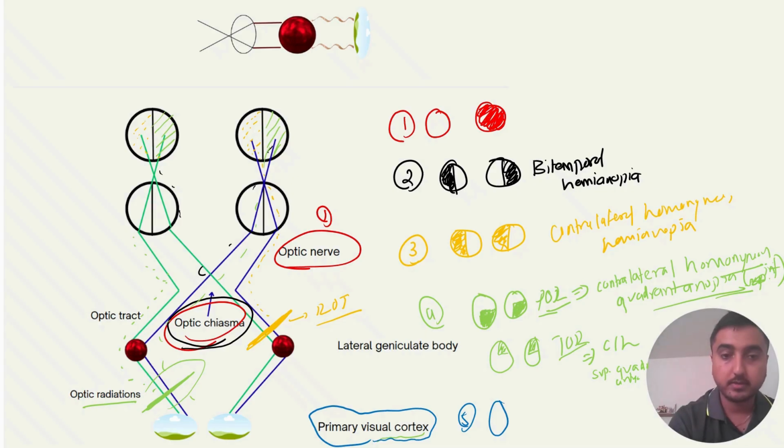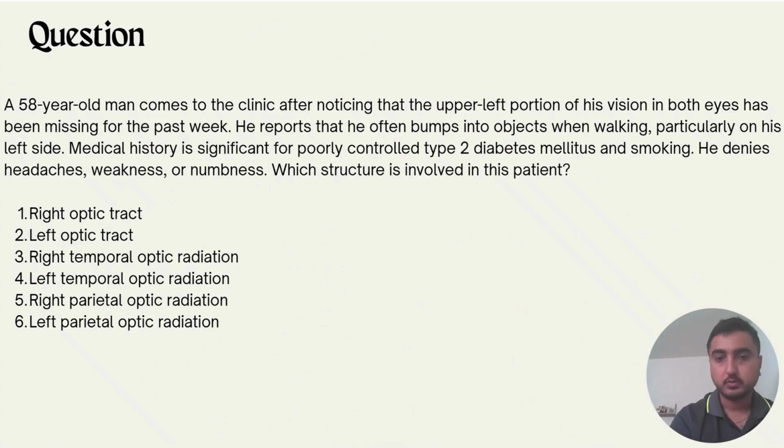So if we have the involvement of right visual cortex, then we'd be losing the visual field on the left side, so we'd have contralateral or left-sided homonymous hemianopia with macular sparing. Now let's do one question on this.